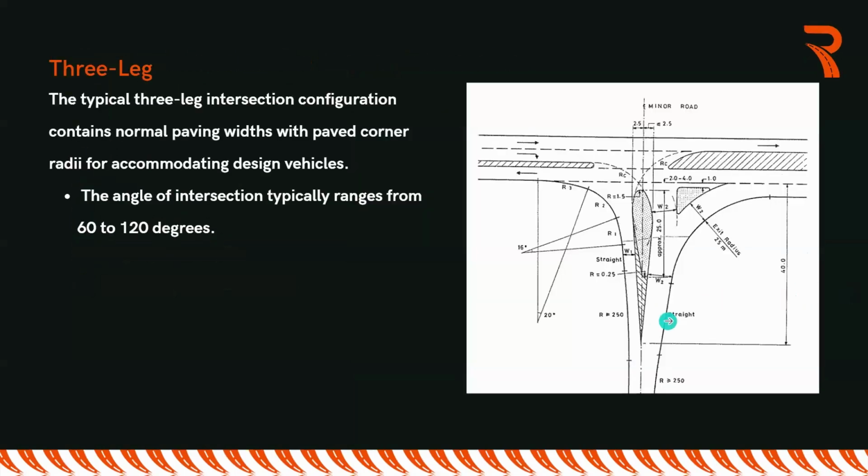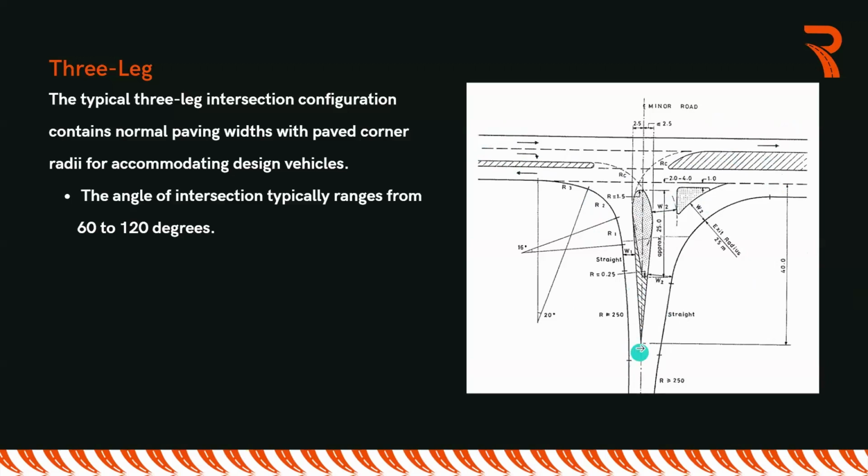And let us just focus on the 3-leg because that is the first intersection that we have. The typical 3-leg intersection configuration contains the normal paving widths with paved corners readily accommodating the design vehicle. And this is it right here that you're seeing in the picture. So this is a 3-leg intersection. Don't worry about the speed change lanes here, the right turn and the left turn lanes. We'll be talking about them in a later part.